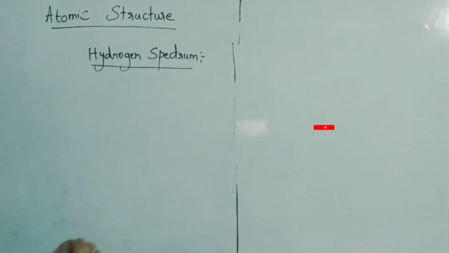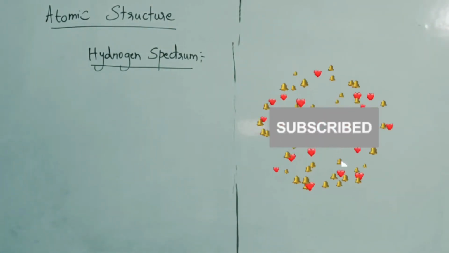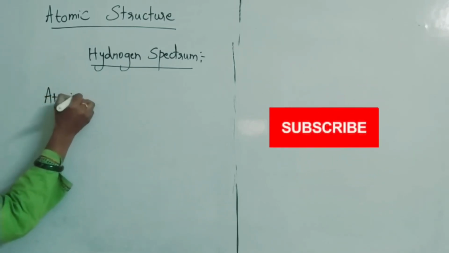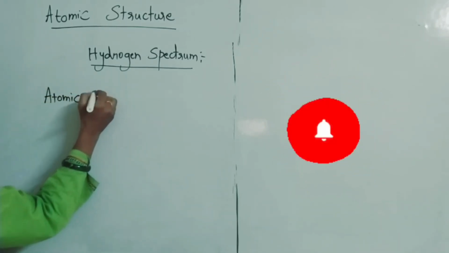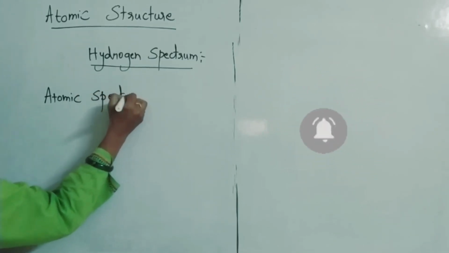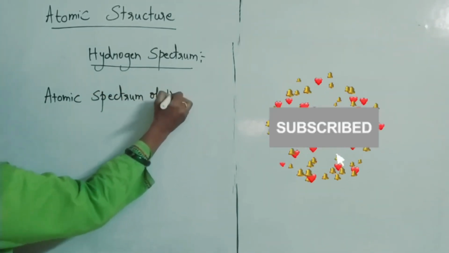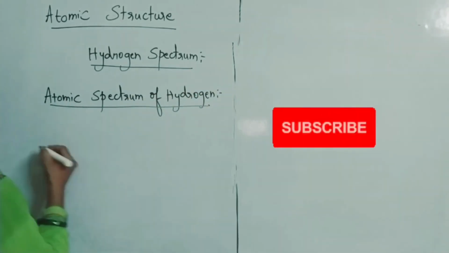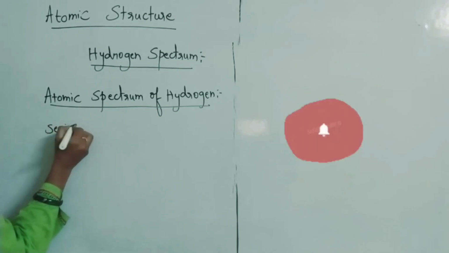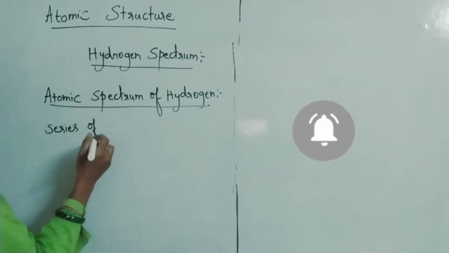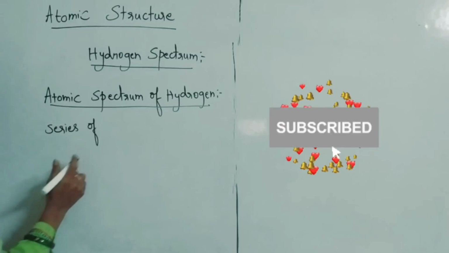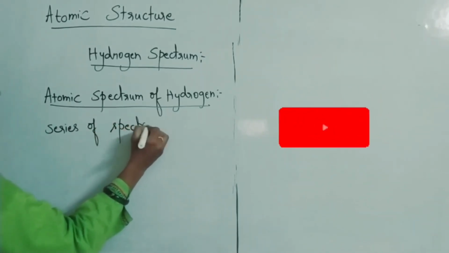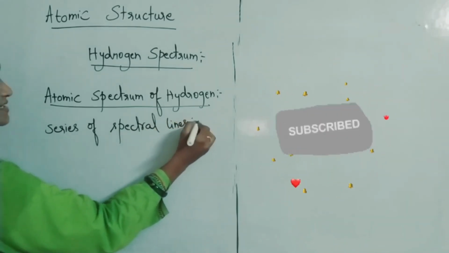He explained very well about this line spectrum. Accordingly, if you go for the atomic spectrum of hydrogen, you'll be having a series of spectral lines. What are the series of spectral lines which you will find when you give 13.6 electron volts of energy to a hydrogen atom? Series of spectral lines are formed. So what are the different series of spectral lines?